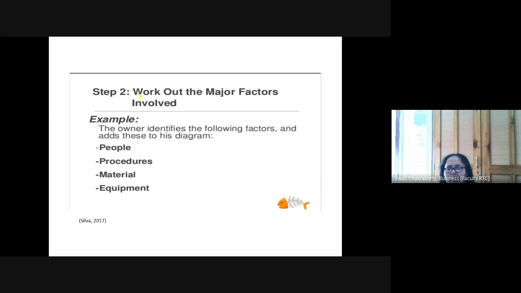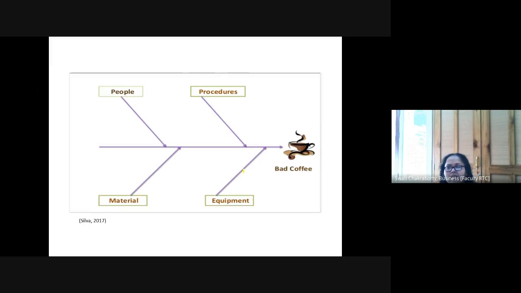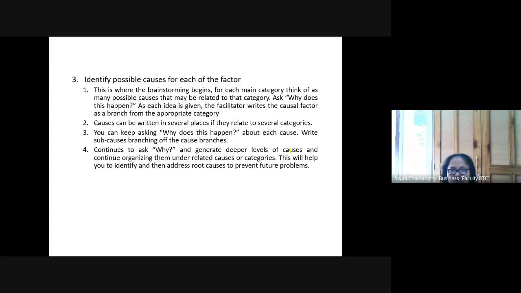So in our example of bad coffee, when we work out the major factors, the owner identifies the factors, which are people, procedures, material, and equipment, and just starts listing them. Okay, which of all these factors have led to bad coffee. Then comes the third step, which is to identify the possible causes for each of these factors.